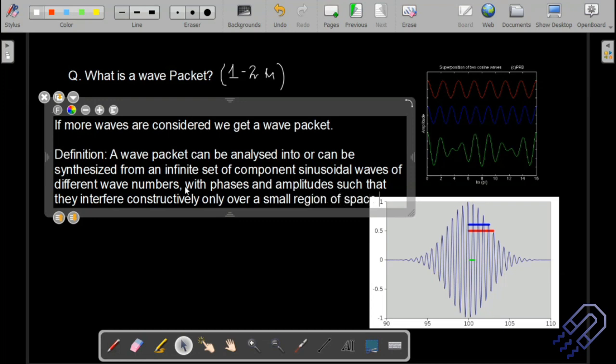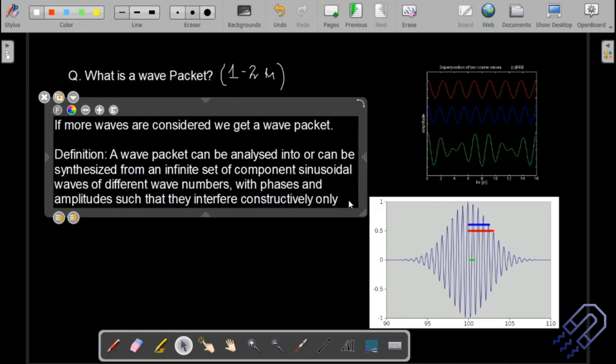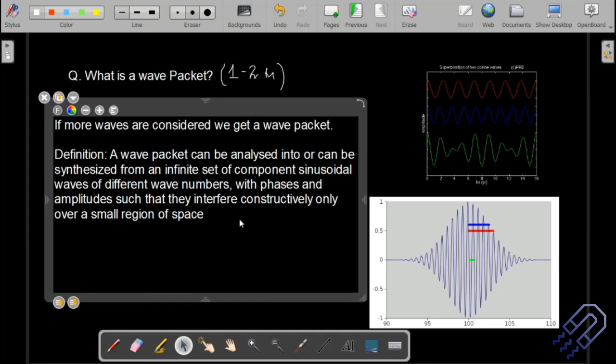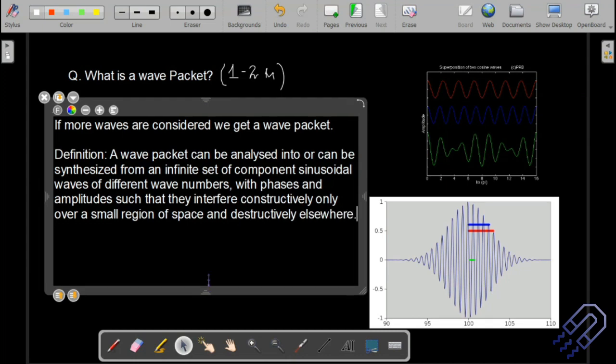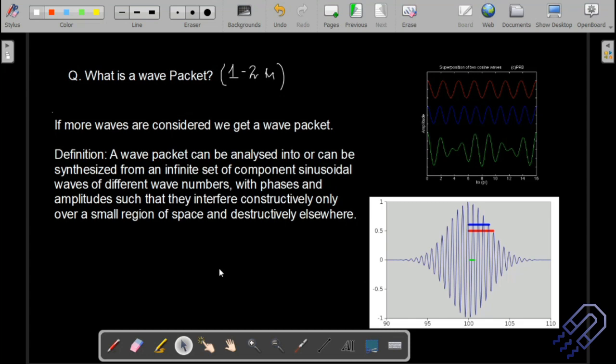The second image that you see is basically what is defining it, over a small region of space and destructively elsewhere. The definition is this, but definitely you don't need to remember the exact sentence. You can write it down the way you want to. The idea here is that we can have so many waves coming in, and all of these waves may have different wavelengths, phases, or amplitudes, but when they combine they are going to have a constructive pattern, and that constructive pattern is going to be within a very small region. Only then is that actually called a wave packet.